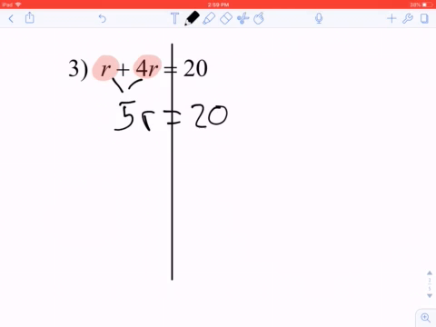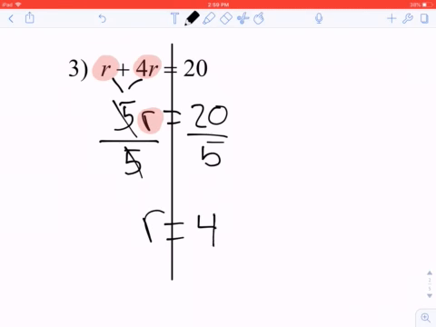From this point, we are working on getting r by itself. It is being multiplied by 5, so we will do the opposite, the inverse operation, and divide 5 from both sides to get r is equal to 4.